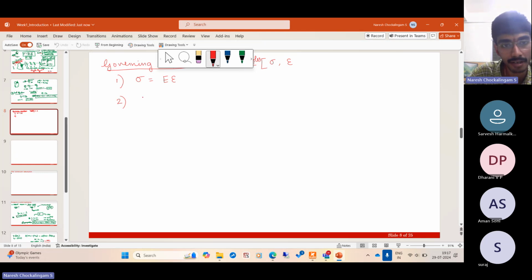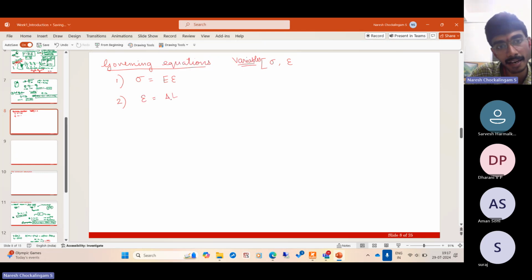So I think epsilon is equal to delta L by L. And then we had another symbol, delta L. And what was the other thing we wrote? F is equal to sigma times A. Yes, that's fine, thanks. F is equal to sigma times A. And then we have F as another symbol.